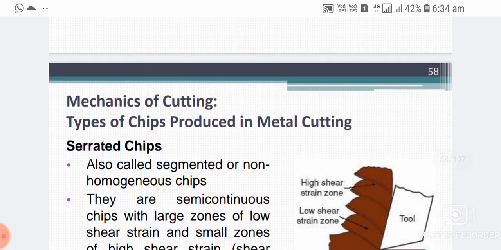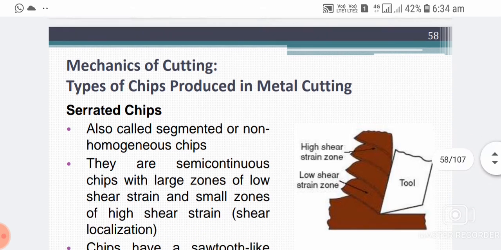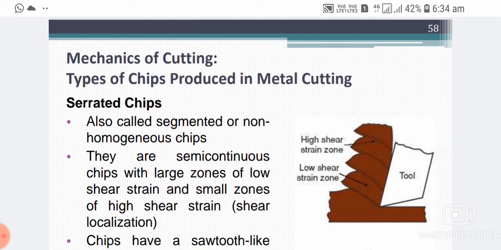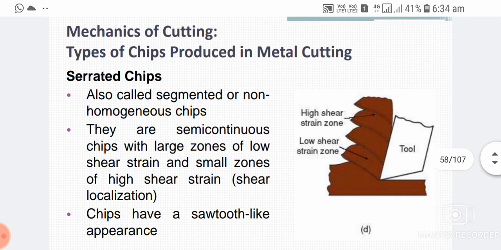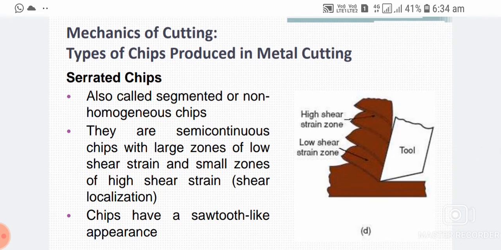Mechanics of cutting. Type of chip produced in metal cutting. Third type, serrated chips, also called segmented or non-homogeneous chips. They are semi-continuous chips with a large zone of low shear strain and small zone of higher shear strain. Chips have a short tooth-like appearance. High shear strain zone, low shear strain zone.